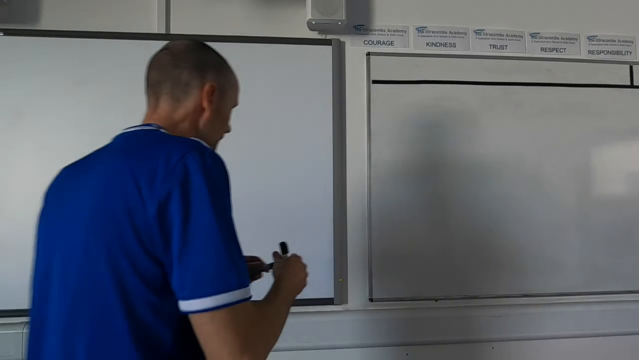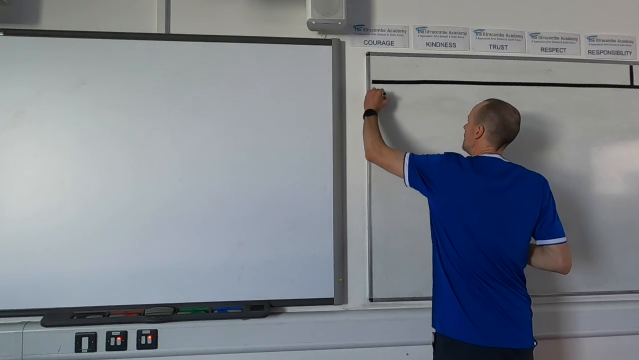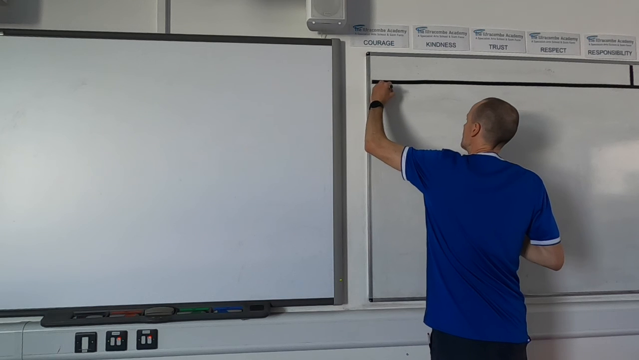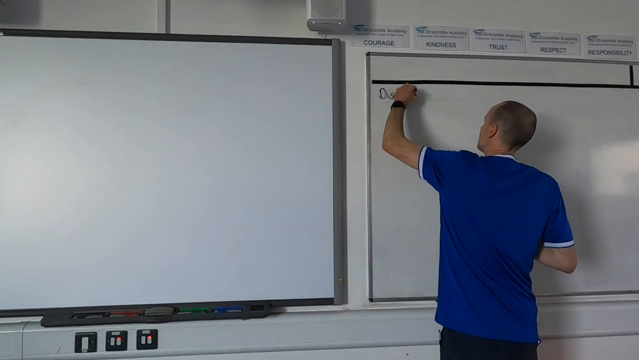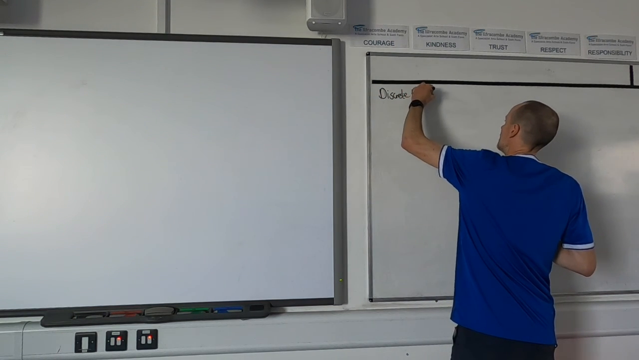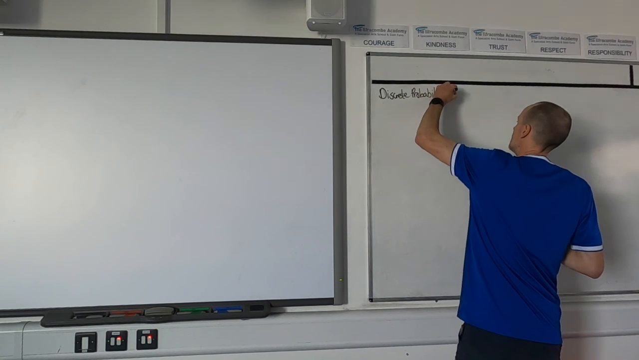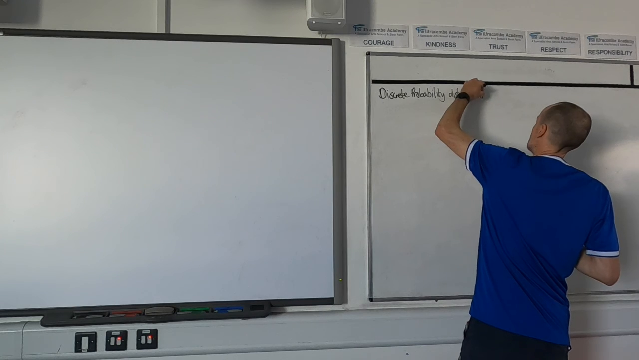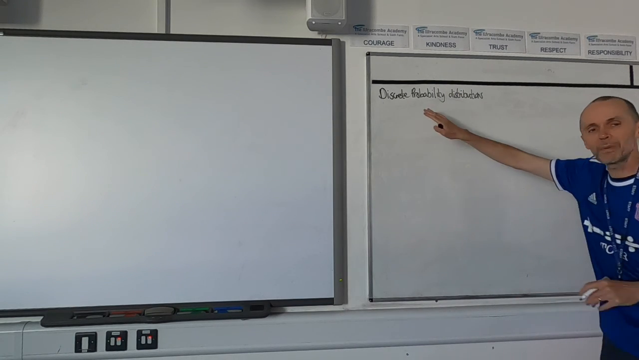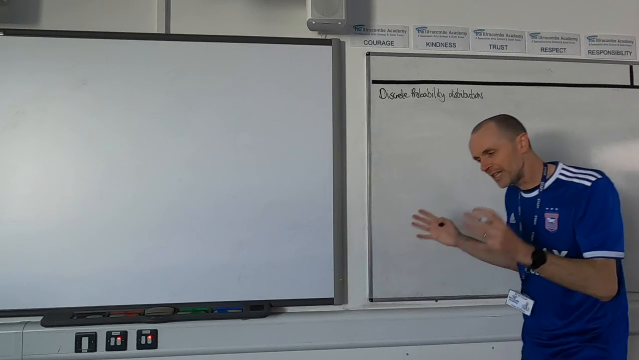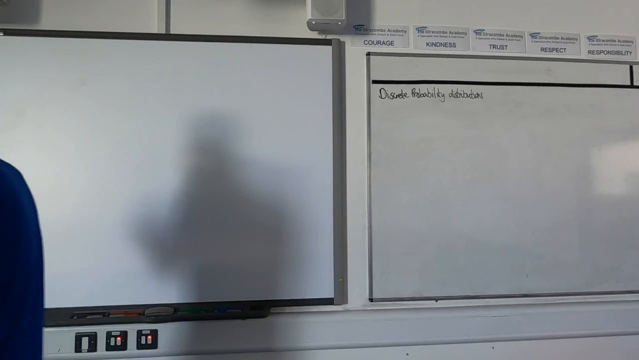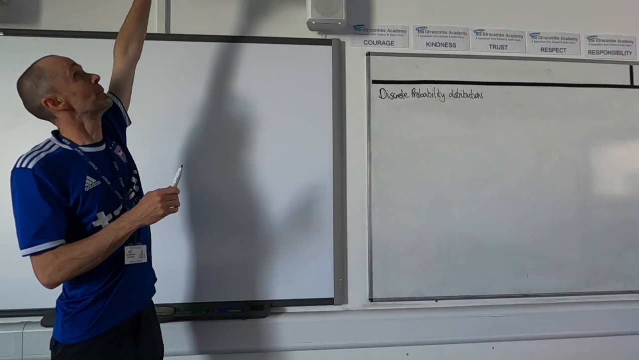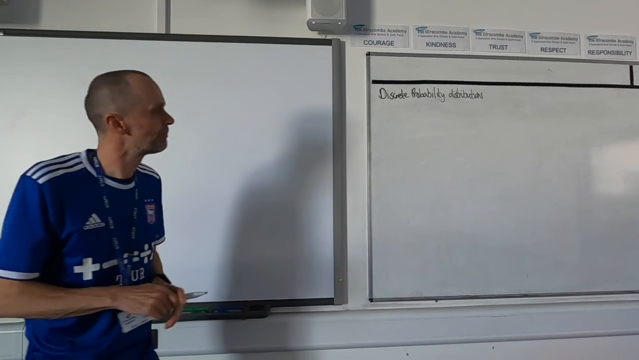So firstly, let's talk about discrete probability distributions. So a probability distribution is where you've got an event which has a number of possible outcomes, and you in some way describe the probability of those outcomes.